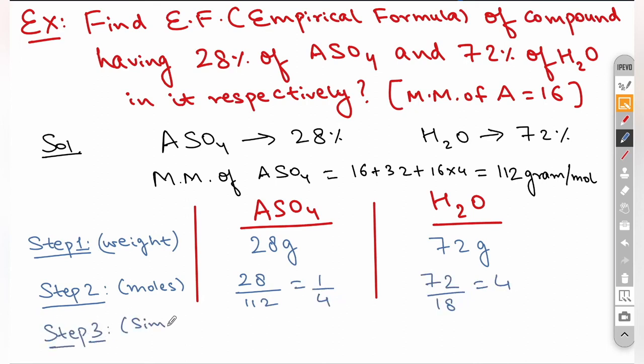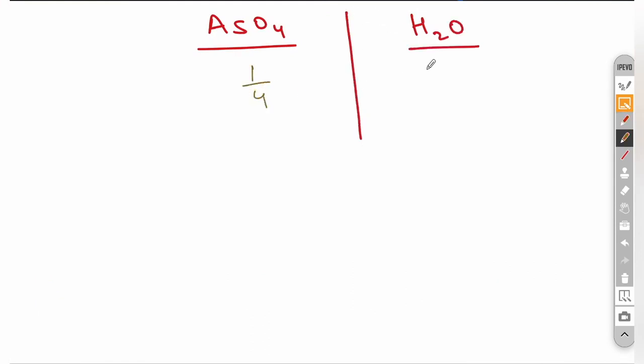Step 3, simplest whole number ratio. We can clearly see in step 2 that it is not in the simplest whole number ratio, therefore step 3 is required. Ratio was 1 by 4:4. We will solve it further. ASO4 and here water, 1 by 4:4. Again write step number 3, so it will be more clear.